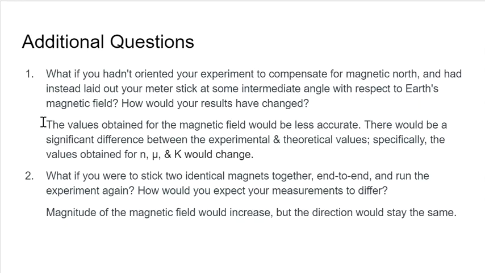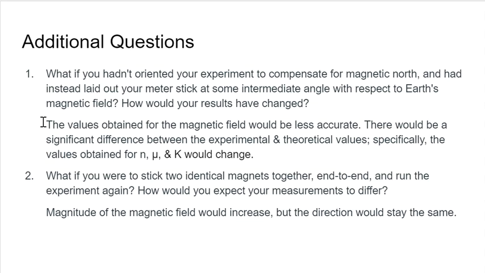And so for the additional questions, what if you hadn't oriented your experiment to compensate for magnetic north and had instead laid out your meter stick at some intermediate angle with respect to Earth's magnetic field? How would your results have changed? So the values obtained for the magnetic field would be less accurate. There would be a significant difference between the experimental and theoretical values. Specifically, the values obtained for N, mu, and K would change.